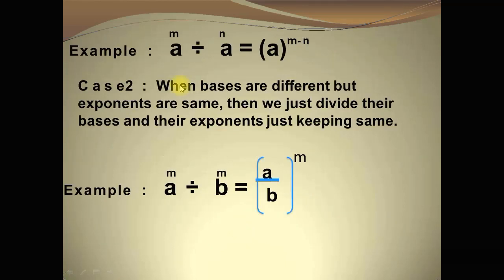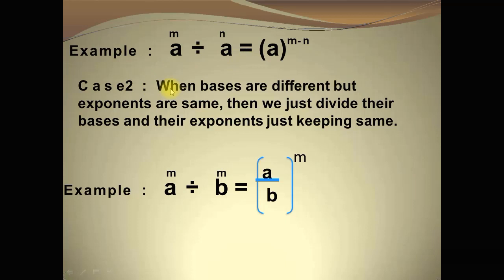So for example, in this example the bases are same: a power m divided by a power n. Since the bases are same and the exponents are different, we subtract the exponents and keep the base the same.